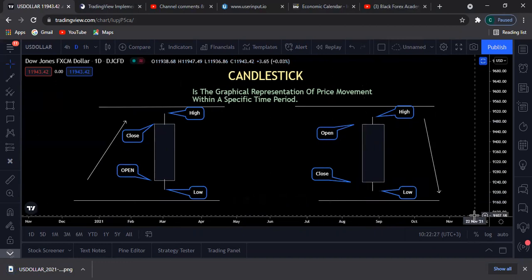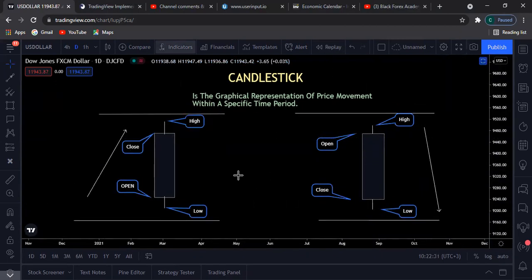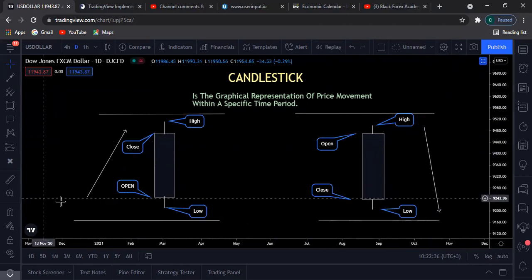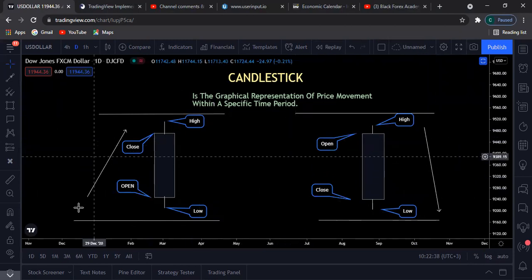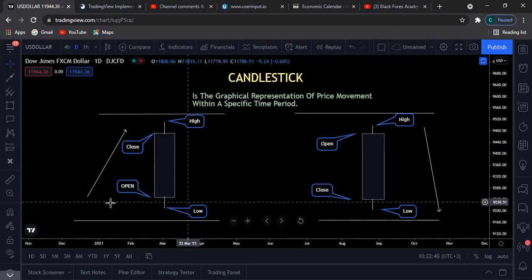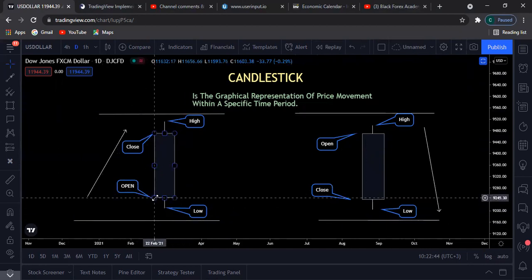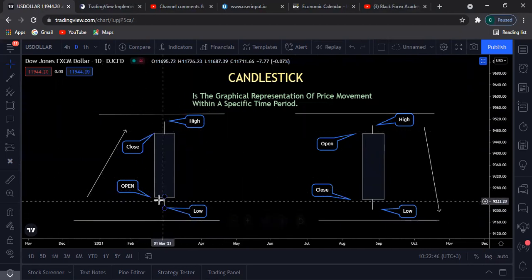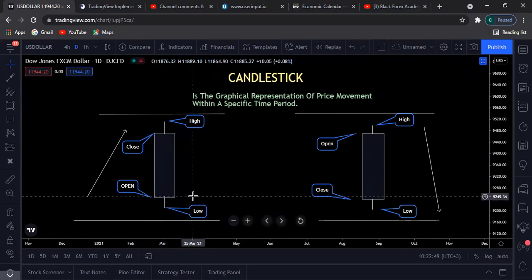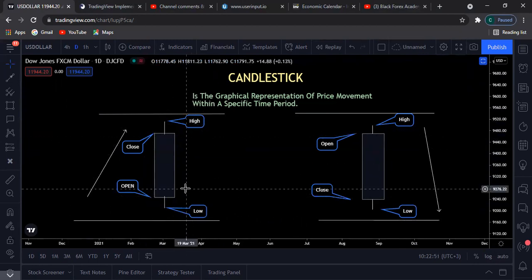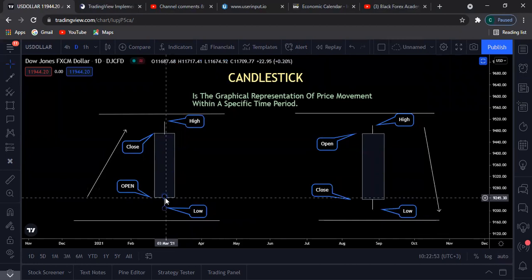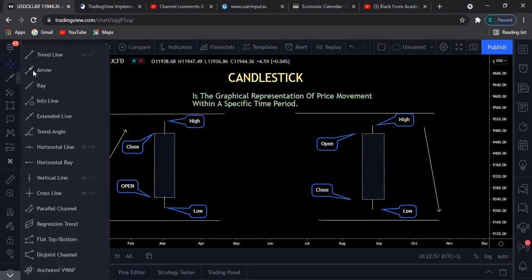Right. So looking at this bearish candlestick, as I was saying, this is the bearish candlestick, and this is a bullish candlestick. The difference is its open price and its close price, right? A bullish candlestick opens low and closes high, because prices are coming from a low price range going to a higher price range.